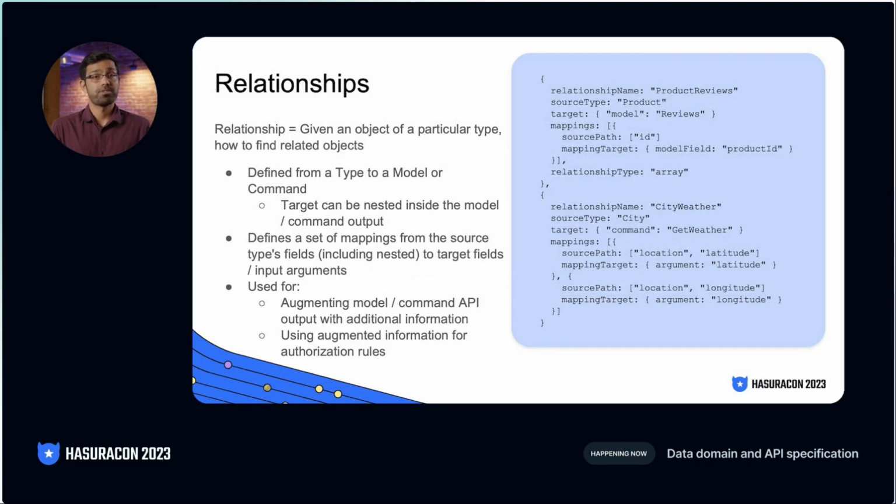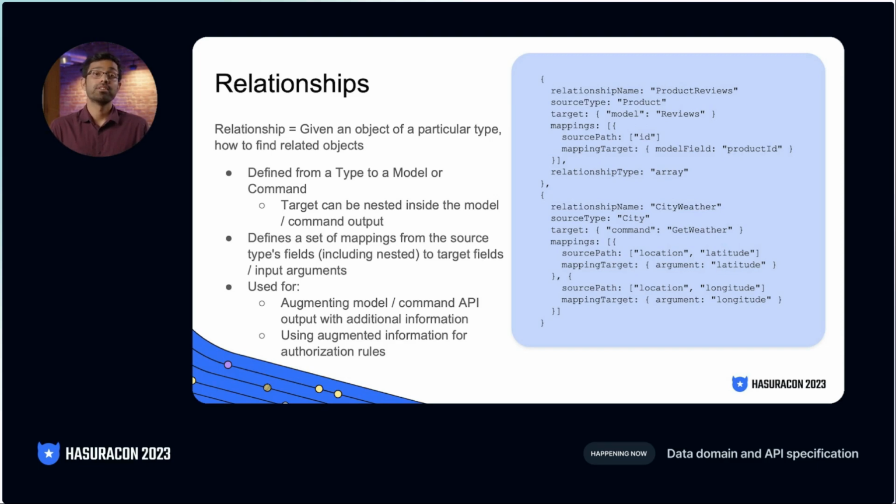Next up are relationships. Relationships in OpenDDS define that given an object of a certain type, how to find related objects by invoking a particular model or a command. As a part of the relationship definition, you can define how various fields in the source type map to either a filterable field on the target model or to an argument on the target model or command.